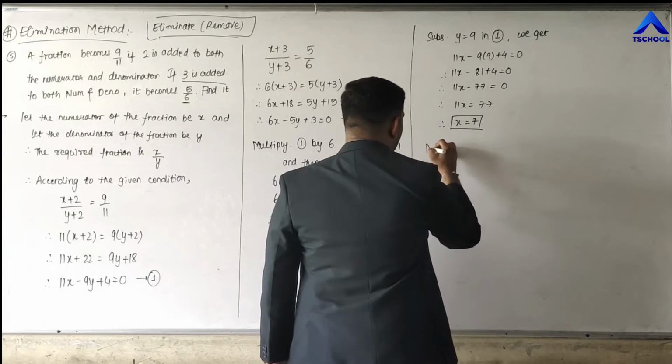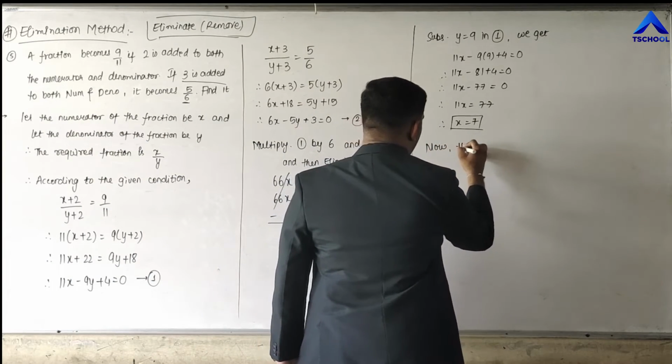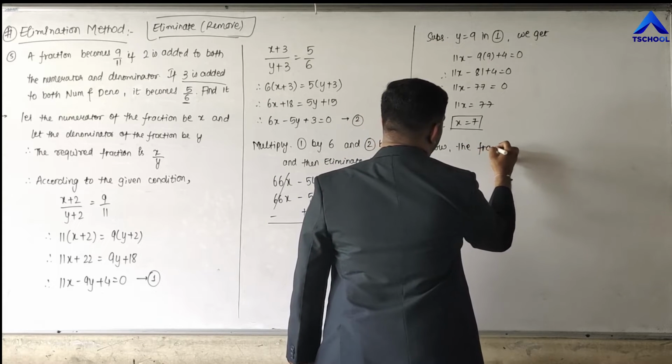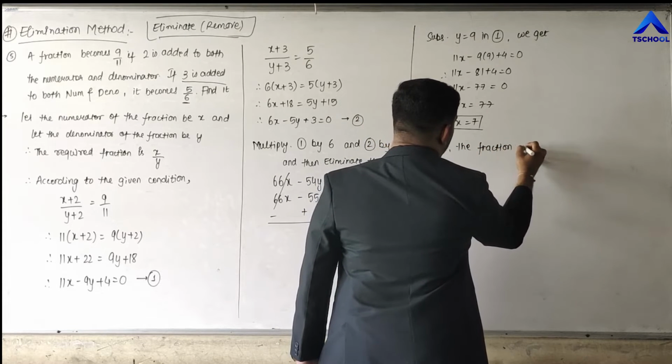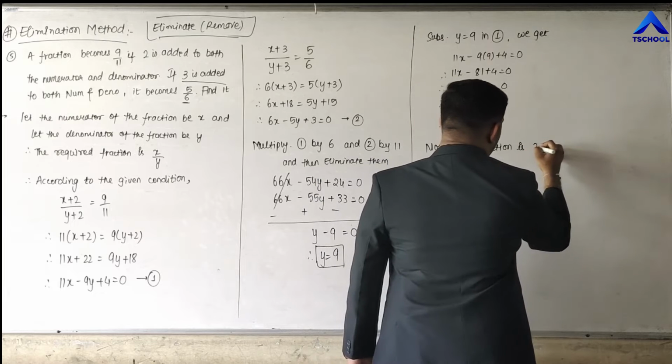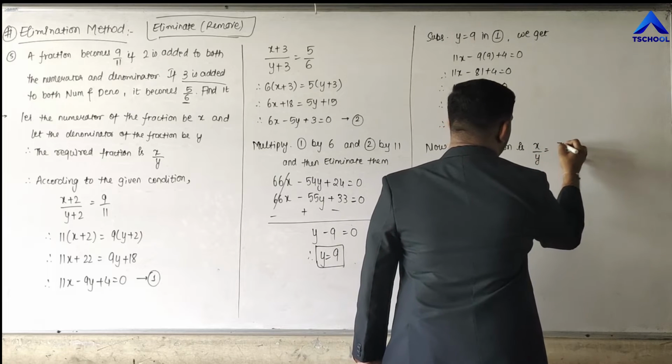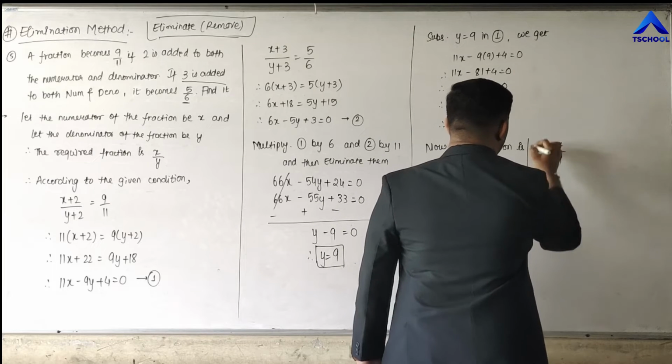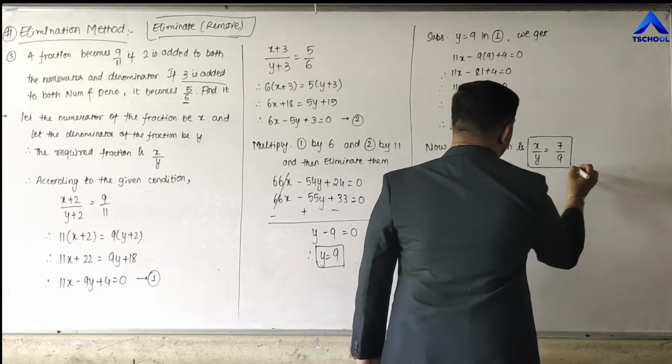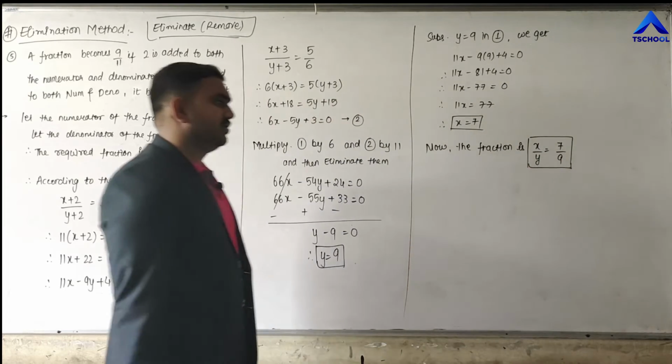Now the fraction is x upon y, that is 7 upon 9. This is our final solution, that we needed to find out, the fraction.